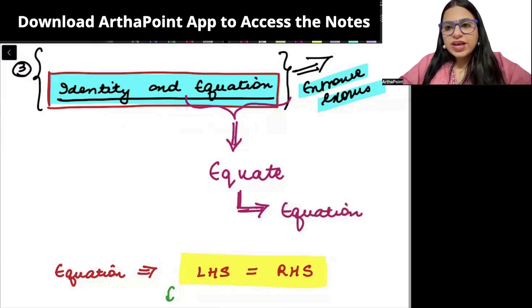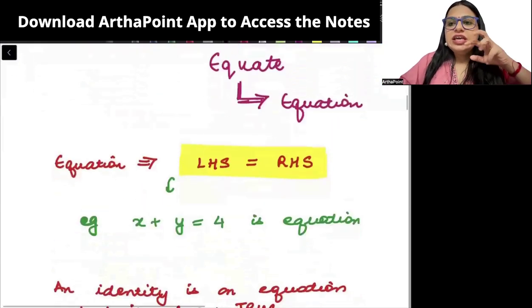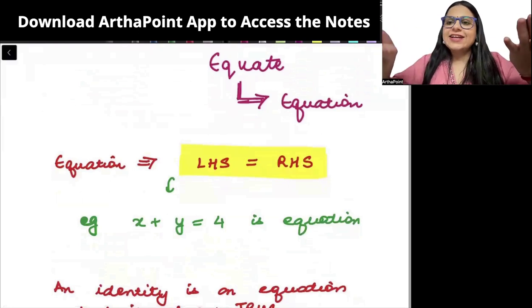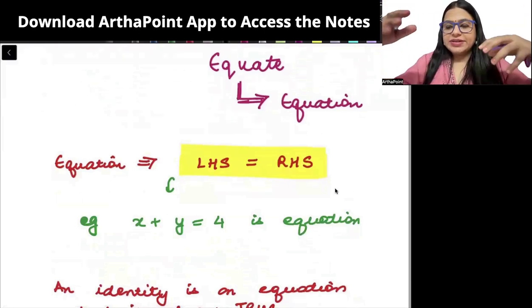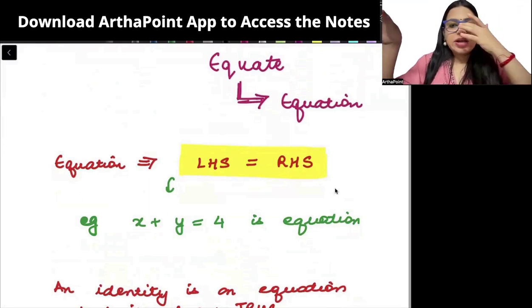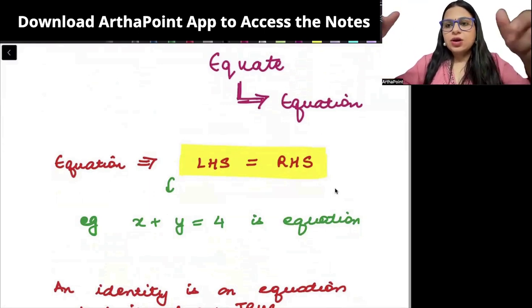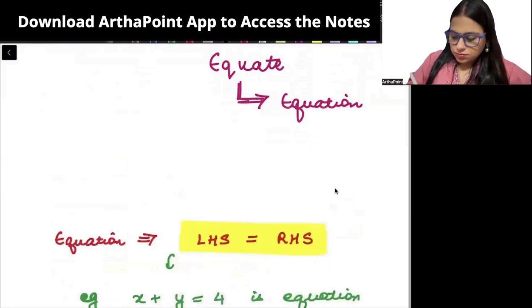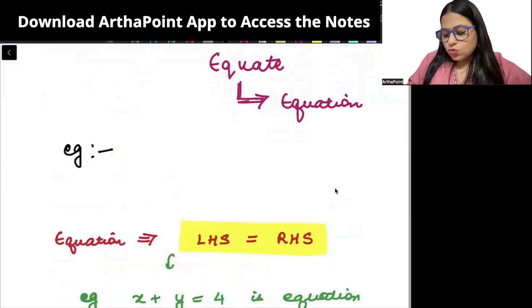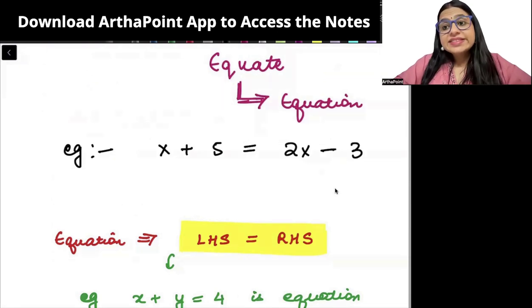So an equation is anything where we equate left hand side and right hand side. जहां पे भी हम दो चीजों को equate करते हैं, left hand side को और right hand side को, that becomes an equation. For example, अगर मैं बोलूं x plus 5 is equal to 2x minus 3, then this is an equation.